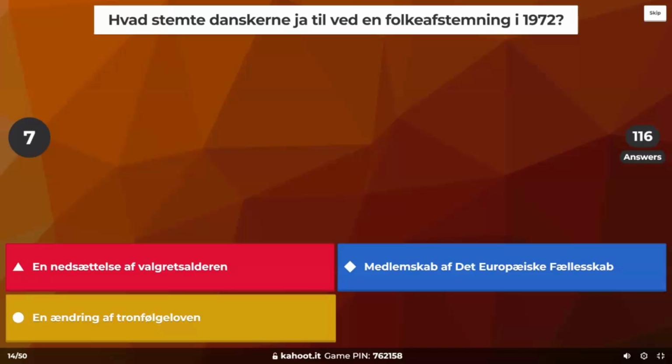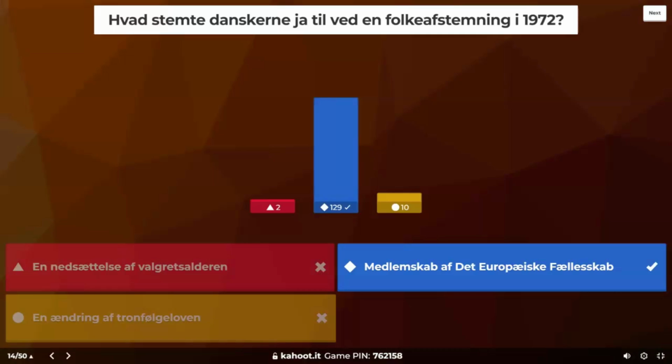So you have to be at least 13 before you start working outside the home in Denmark, not 15. 15 is when you get prosecuted as an adult if you commit a crime. All right, next one.